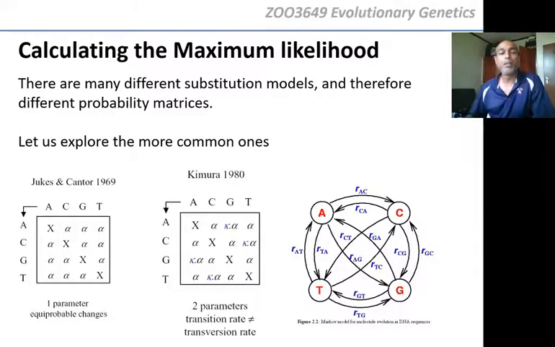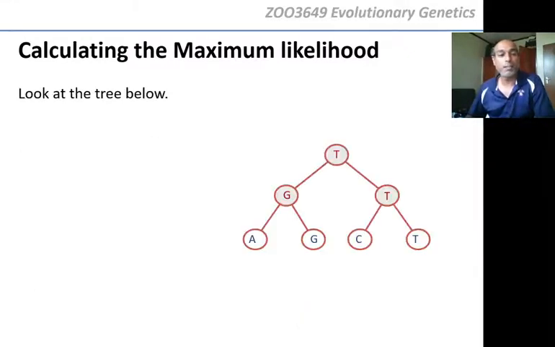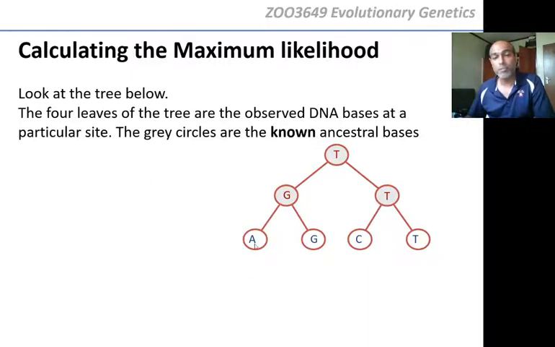So, how do we calculate the maximum likelihood? Let's look at the tree below. There are 4 leaves: A, G, C, and T. Let's say that these are individuals with this sequence. At one particular site, here are 4 individuals. This individual has an A, this individual has a G, this individual has a C, and this individual has a T.